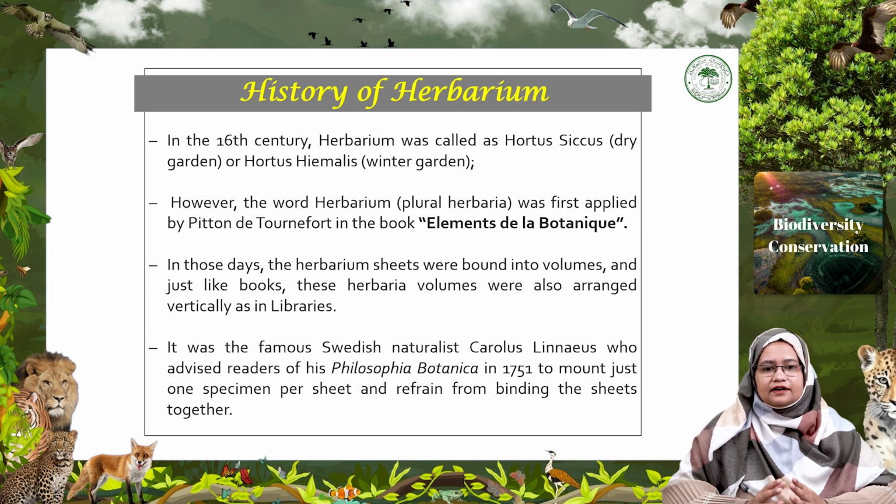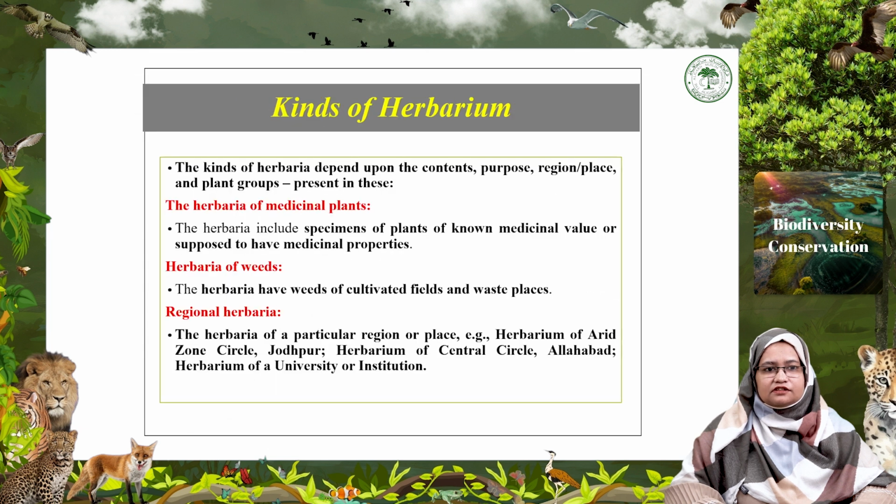After this, it was the famous Swedish naturalist Carolus Linnaeus, who advised readers in his Philosophia Botanica in 1751 to mount just one specimen per sheet and refrain from binding the sheets together. So the modern type of herbaria that we are seeing today is the idea of Carolus Linnaeus.